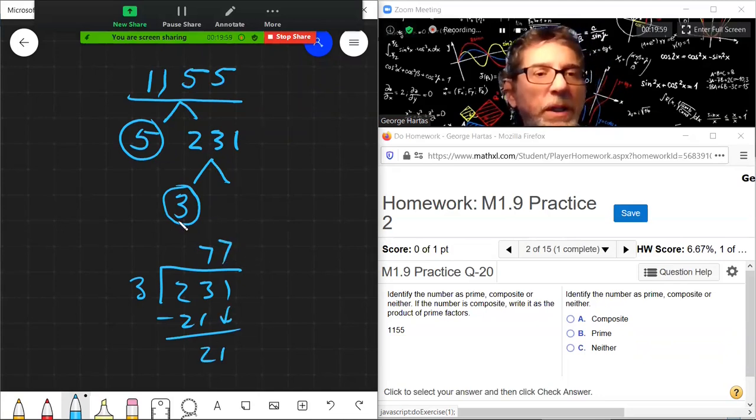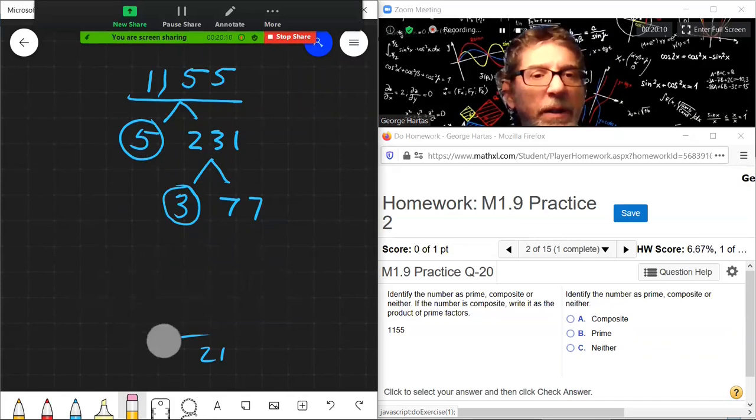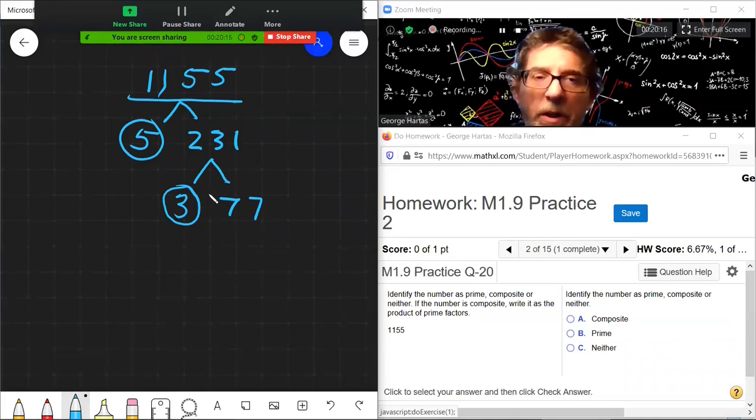Oh, 3 times 77 is 231. All of a sudden, this is manageable. It's not too bad, right? Now, is this a prime number or a composite number?